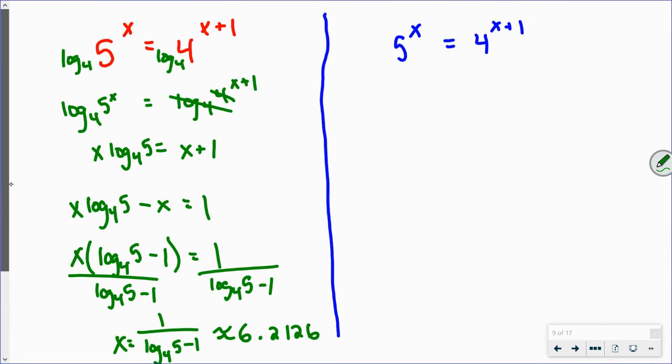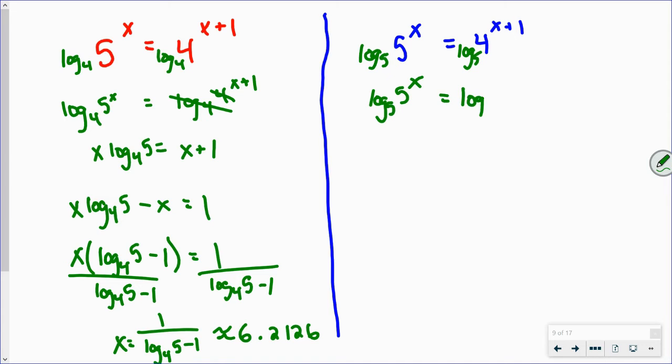Okay, now on this one, instead of taking log 4, let's say you just want to take log base 5 because it's on the left and that's what you want to do. Okay, so the process is very similar. So I have log base 5 of 5 to the x equals log base 5 of 4 to the x plus 1. Now here your log base 5 and your exponential base 5 will cancel and you get x equals. Here you're going to bring down this exponent, but this exponent will be in parentheses.